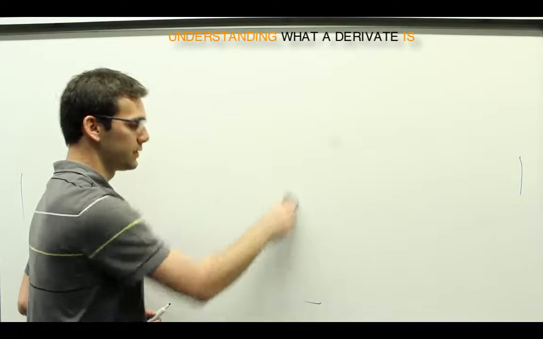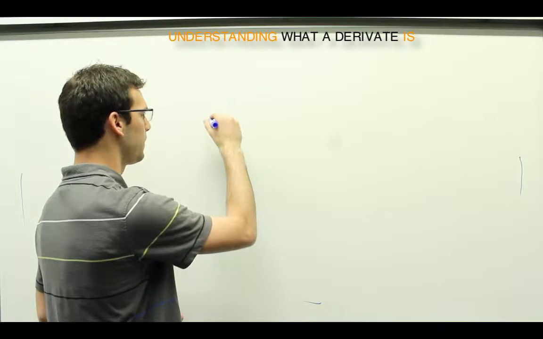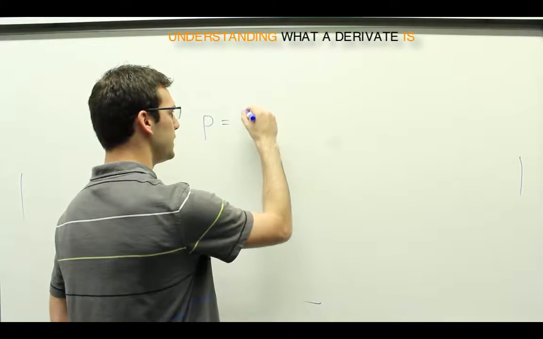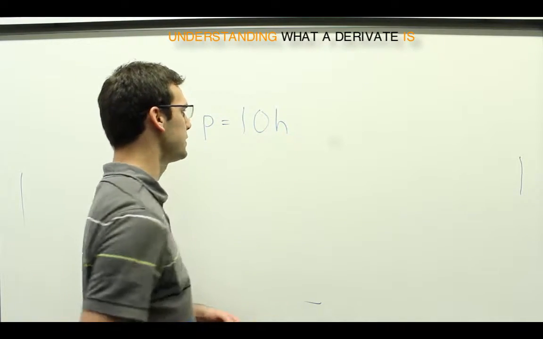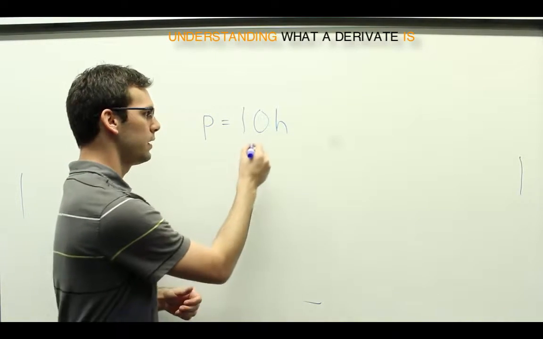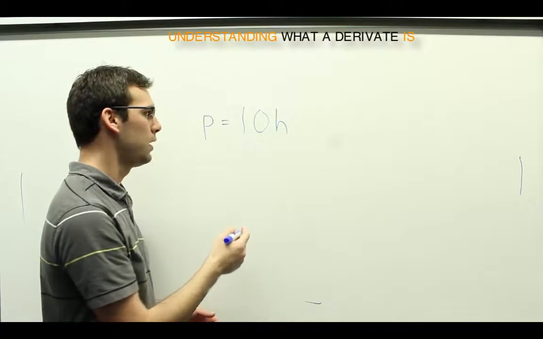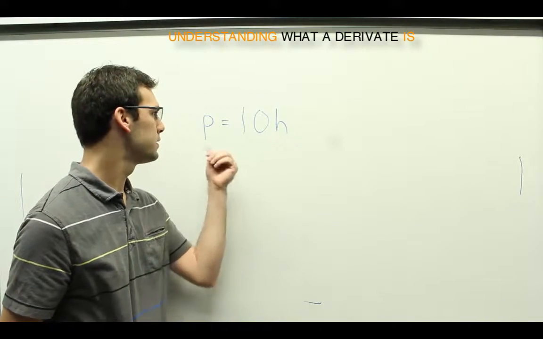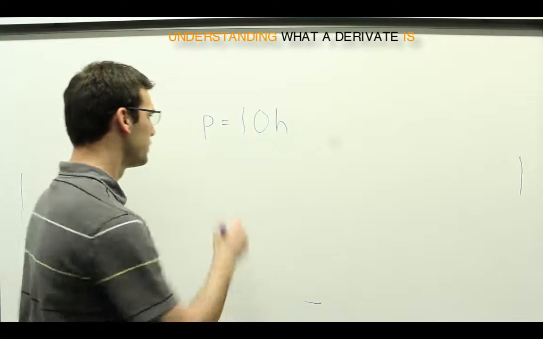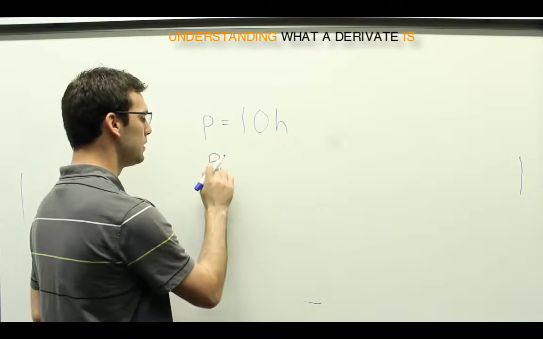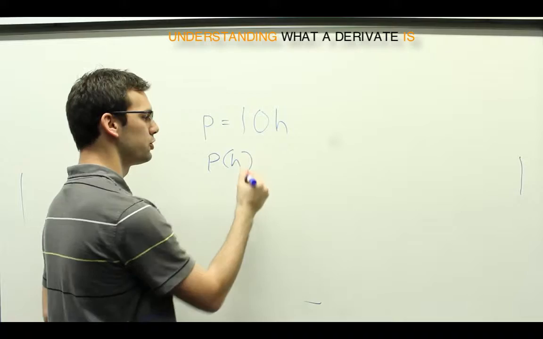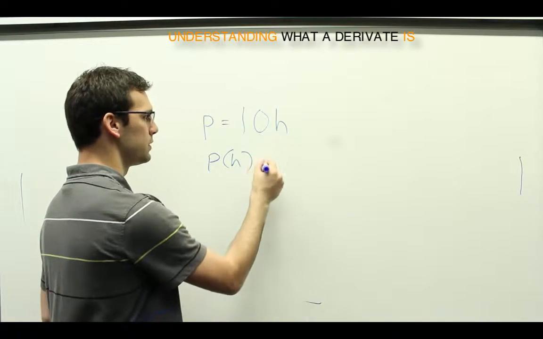So let's do an actual example. Suppose our function is pay, which is equal to 10 times the number of hours. Suppose it's an hourly employee, and they get $10 an hour. Then how much money they make is P equals 10 times H, which is the hours, right? So we could say that P is a function of H, and it's equal to, of course, that.